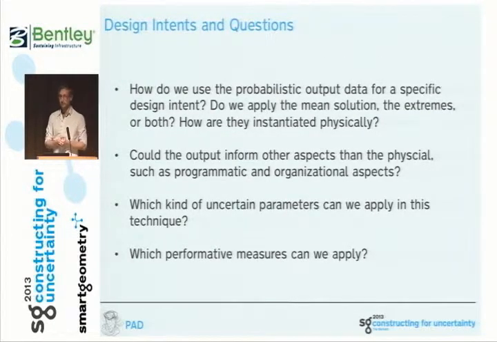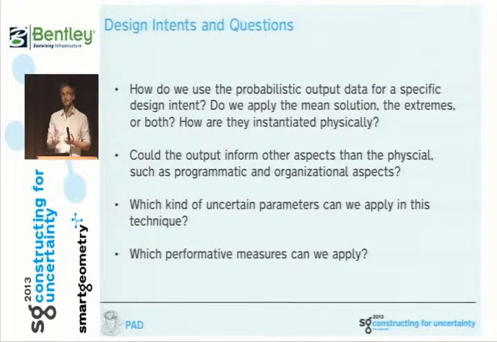So the question we wanted to pose to the participants was how to use this data that we get out. We get a cloud of probabilistic shapes out, if you look at the building scale. And how do we use that for a specific design intent? Do we apply the mean solution, or do we apply the extremes? Or what is the logic in choosing different parts? And how does that relate to our specific design problem?